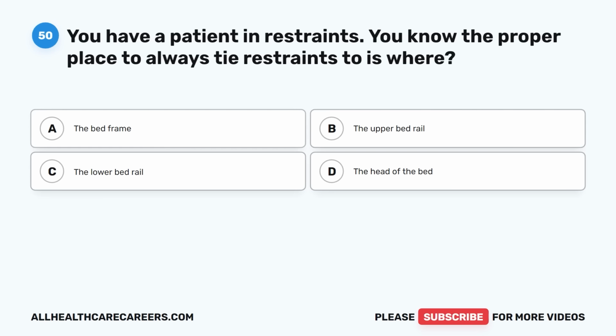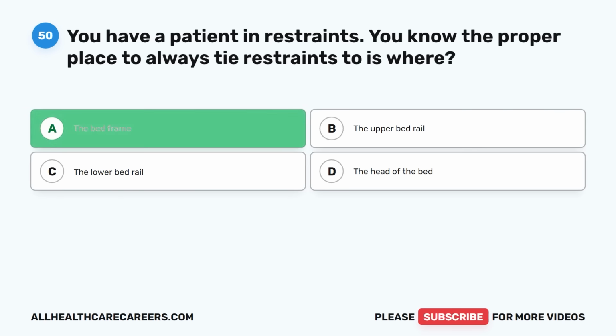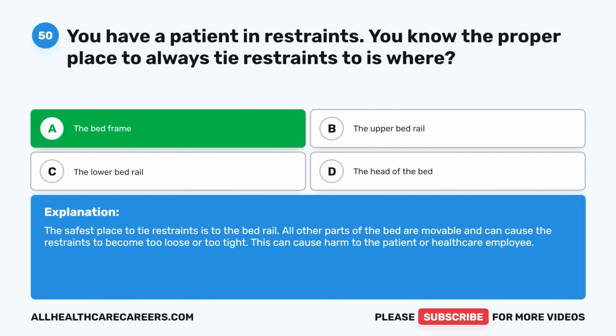The lower bed rail. D. The head of the bed. The correct answer is A. The bed frame. The safest place to tie restraints is to the bed frame. All other parts of the bed are movable and can cause the restraints to become too loose or too tight. This can cause harm to the patient or healthcare employee.